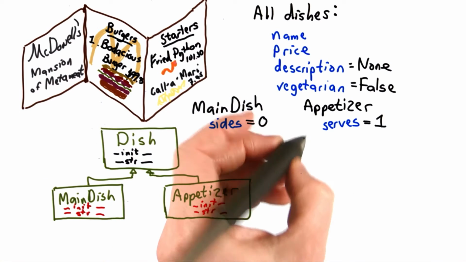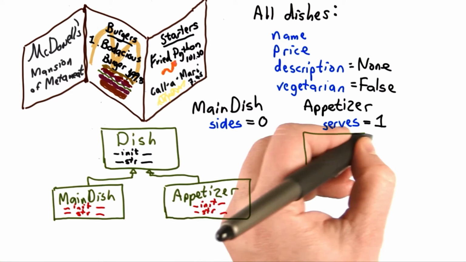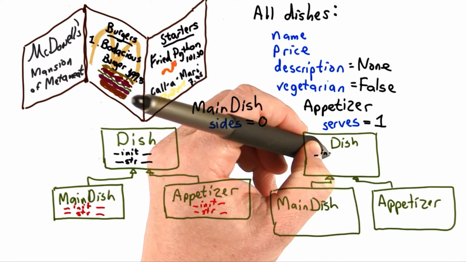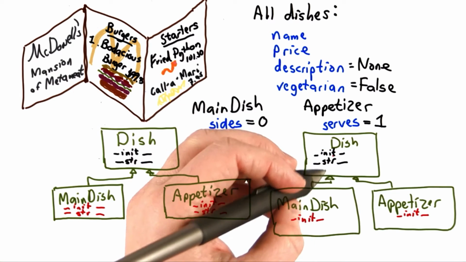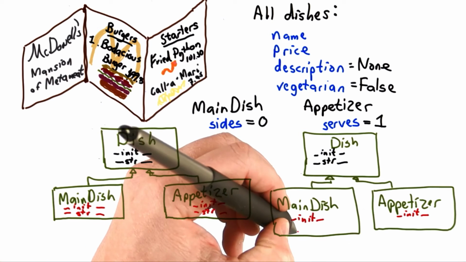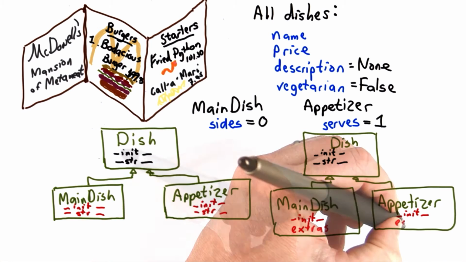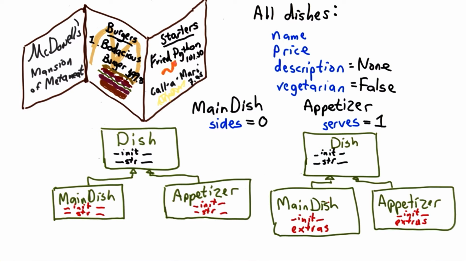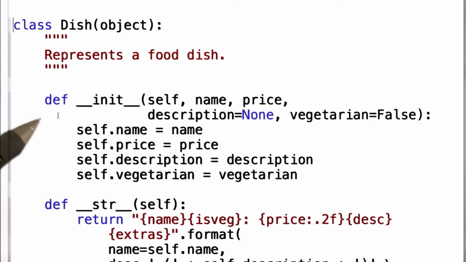If you don't like all those supers, there's another way we might do this. We still have the same class hierarchy, and we still have the same init methods, but instead of overriding stir in main dish and appetizer, we're going to have an extras method. And what extras will do is print all the extra information about that particular type of dish. So here's what that code looks like.